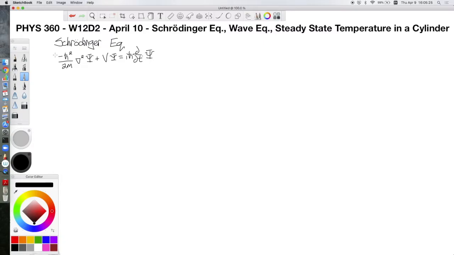And that separable solution will have the form as follows. The full wave function will be capital Psi as a function of x, y, z, and time, and we'll separate that into the spatial part and the time part, where the spatial part is lowercase psi as a function of x, y, and z, and the time part will be capital T. We're going to plug this into the Schrodinger equation and then divide by psi times T to obtain the following.